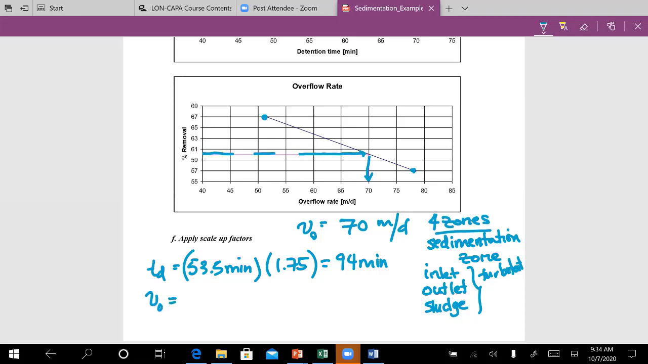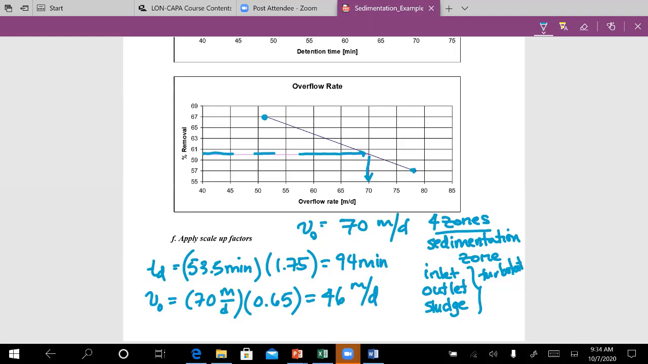And our overflow rate, we will decrease. So we'll take that 70 meters per day. We will multiply by 0.65. So it's a larger surface area. Our flow can't change. The only thing that can change is the area. So the surface area has to increase.